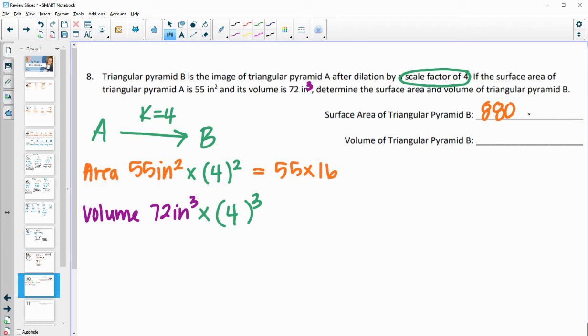So that's going to be 880 inches squared. And then our volume is going to be 72 times 64, because that's what 4 cubed is. And so 72 times 64 gives us our new volume of 4,608 inches cubed.